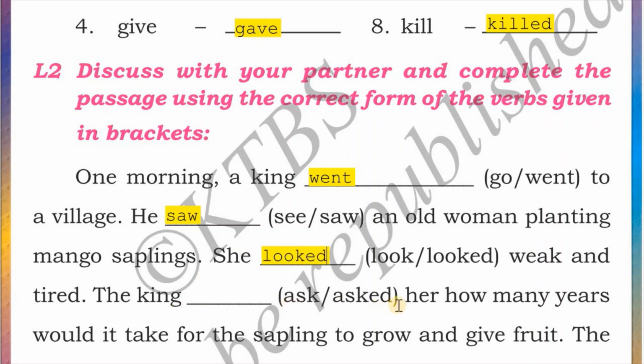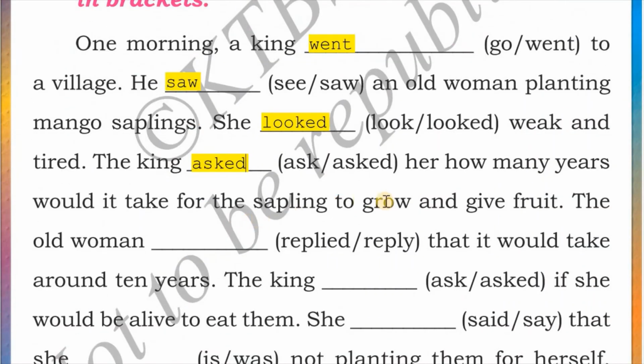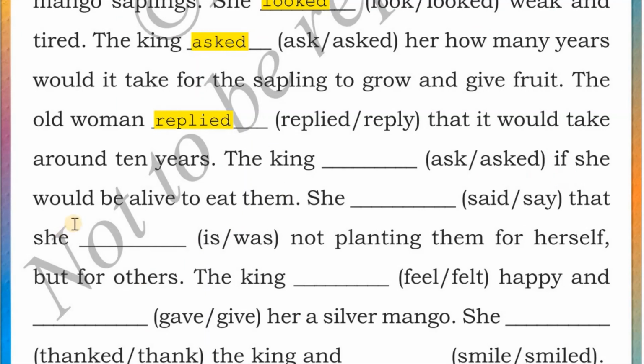The king asked her how many years it would take for the saplings to grow and give fruit. The old woman replied that it would take around 10 years. The king asked if she would be alive to eat them.